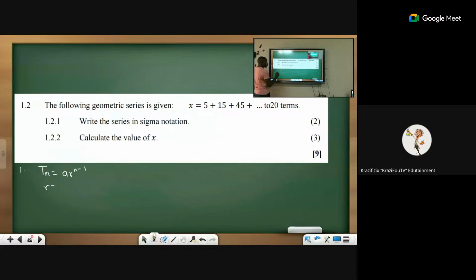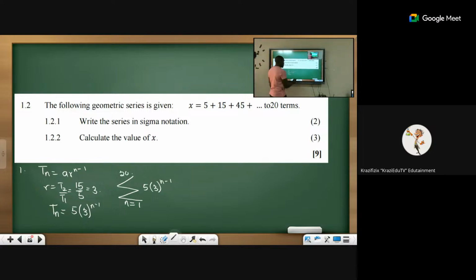What is your R? T2 over T1, right? What's my second term? 15 over 5. Great. So what is Tn? First term 5, 3. So we can then write the sigma: 5 multiplied by 3 to the power n minus 1. First 20. Done. We are done there. That makes sense.